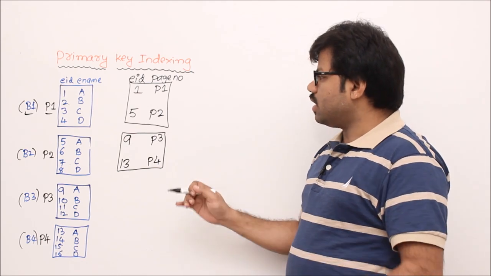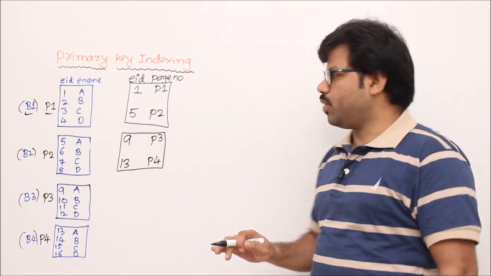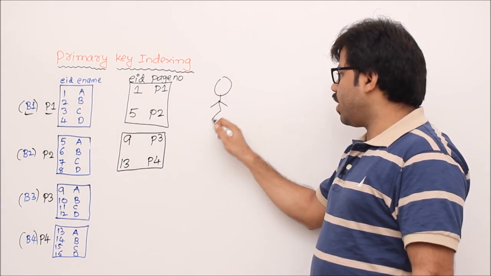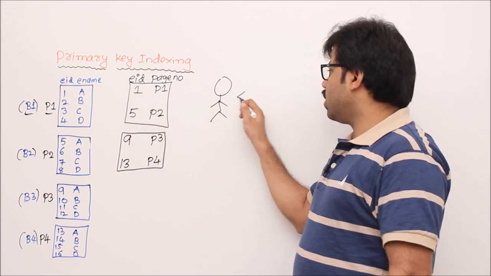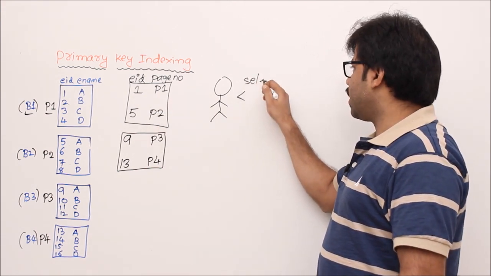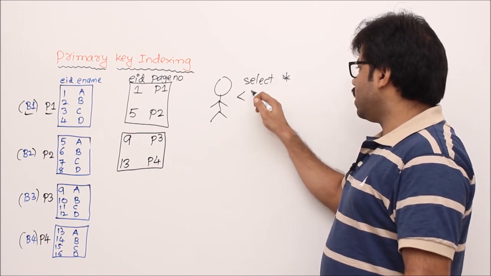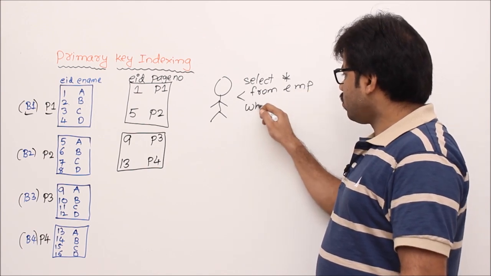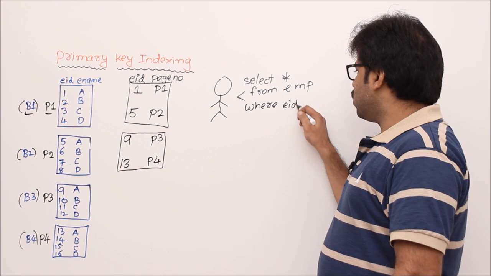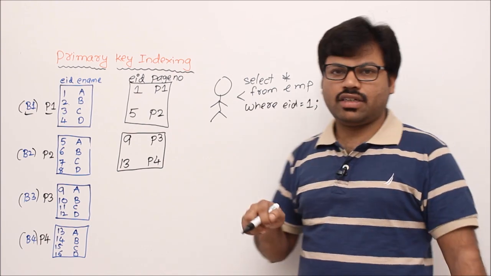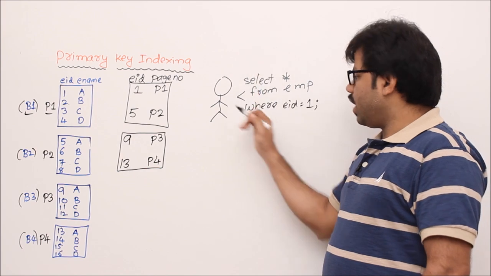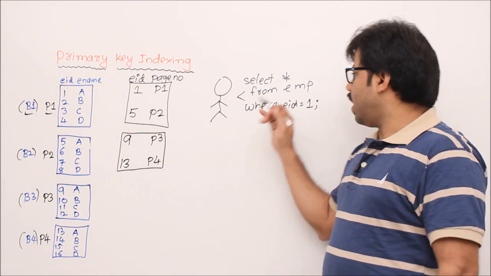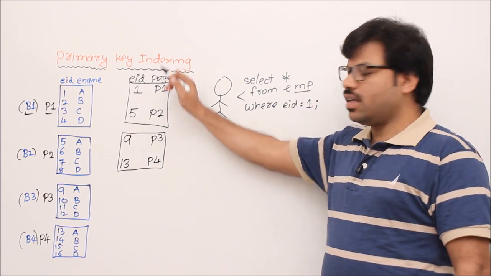Now, using this, how do you access the data? Simple. Example, some user wants to access some record, like 1 comma something. He writes a query like this: select star from employee where employee ID equal to 1. Once he writes it, this query will be evaluated by the DBMS software. That DBMS software will understand that it is the employee table, then it will consult the employee index.